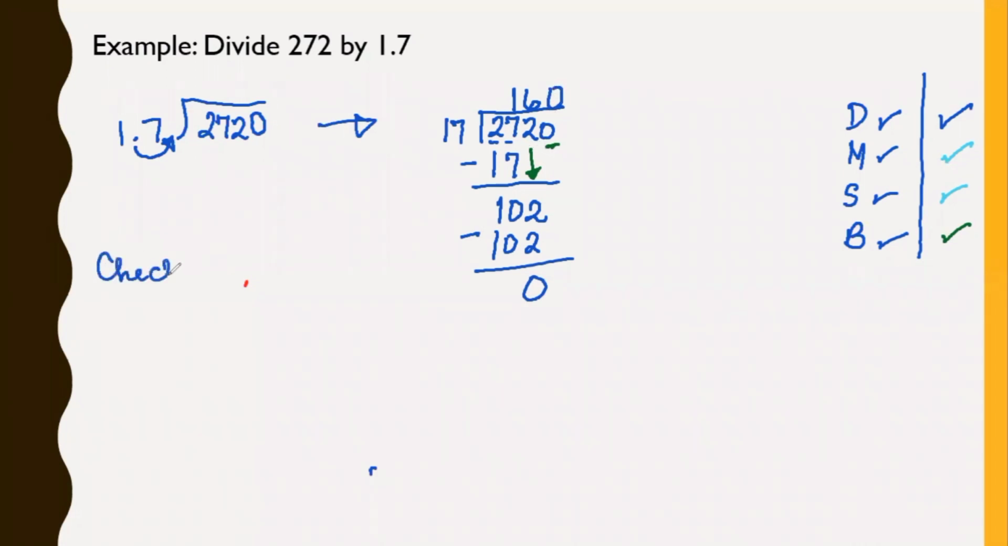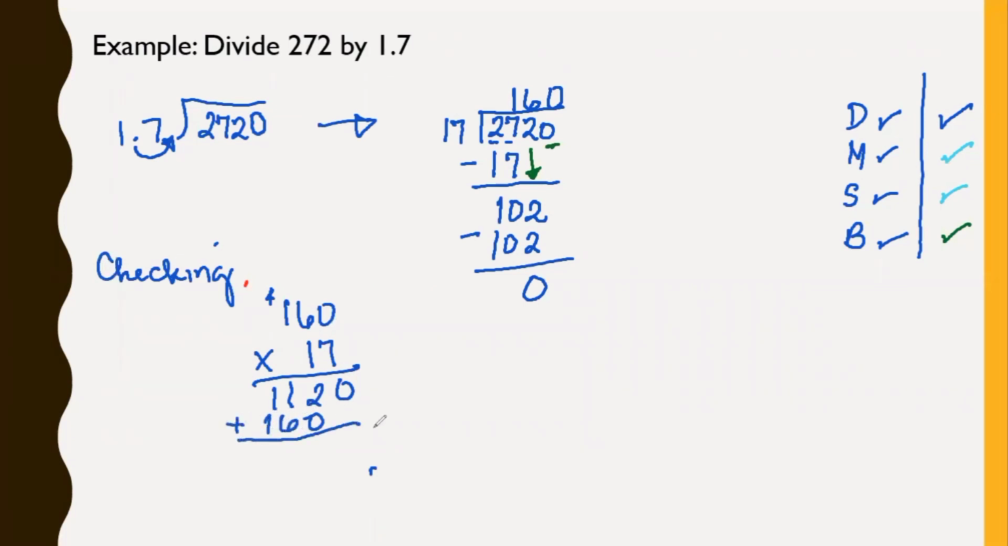Let's have the checking. So, in checking, we have the quotient 160 times the divisor, which is 17. So, we have 0 times 7 is 0. 7 times 6 is 42. Carry 4. 7 times 1 is 7 plus 4 is 11. And then 1 here. So, kapag 1 na yung natira, you just copy what you're going to multiply to 1. Kopyahin nyo lang lahat yon. So, we have 0, 2, 7, and 2.